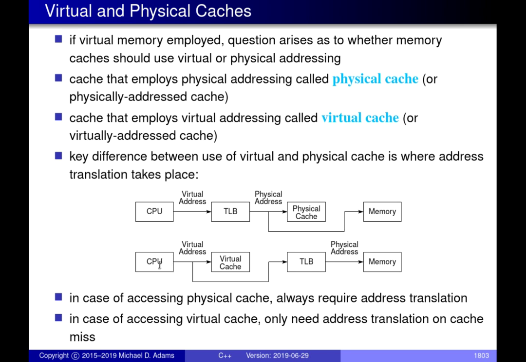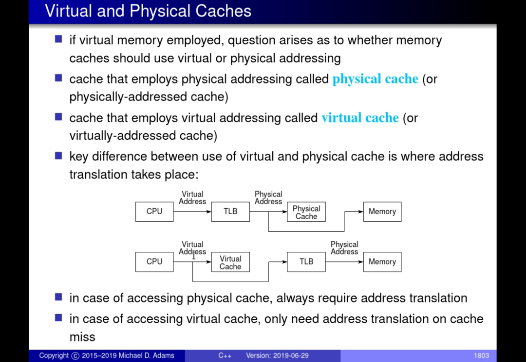On the bottom diagram, we have a case of a virtual cache. What's different here is that because the cache accepts virtual addresses, no address translation is required, at least initially. We just provide the address directly from the CPU, the virtual address, to the cache. The only time that address translation would need to be performed is if the cache misses.